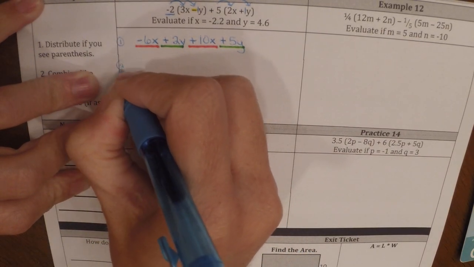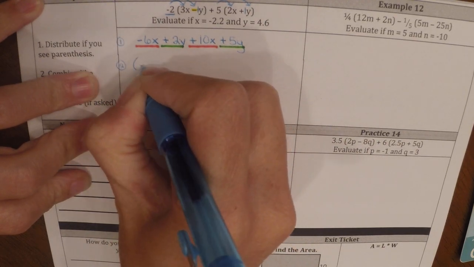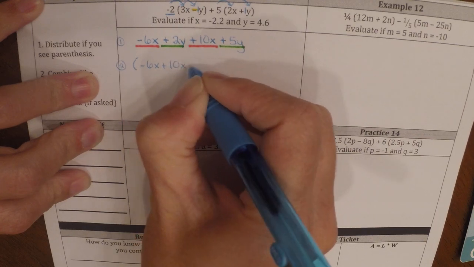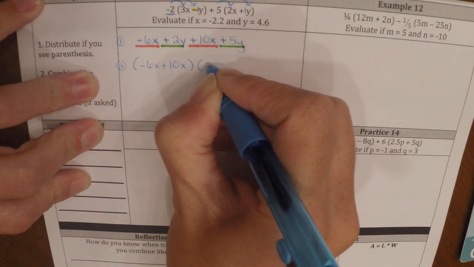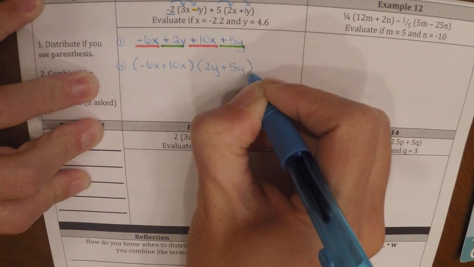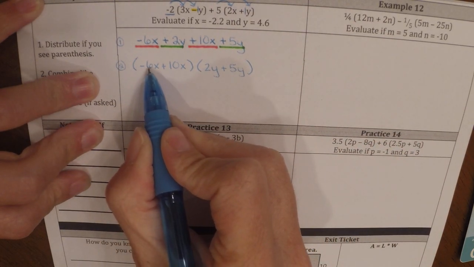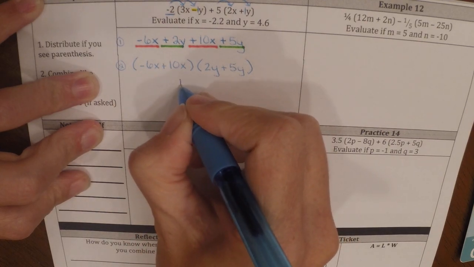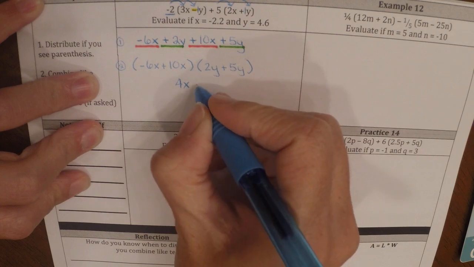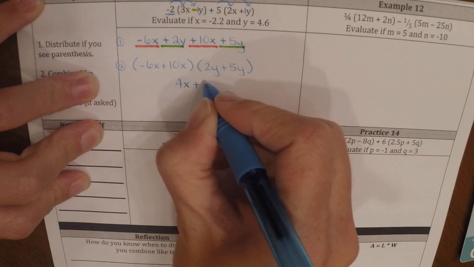So now we're ready to do our groups. So negative 6x plus 10x, and then positive 2y plus 5y. So negative 6 plus 10 would give me 4x. And then 2y plus 5y would be 7y.